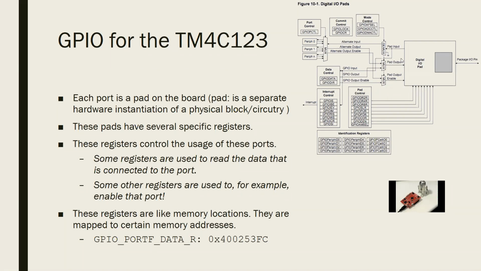Okay. So remember that each port is a separate hardware instantiation of a physical block circuitry. Instantiation is you've got something, you clone it. So there are clones of this pad. There are multiple pads. So don't make this mistake. I mean, this pad works for all I/O. No. For each port, port A, port B, port C, port D, port E, port F, 6 of them, we have separately 6 different digital pads circuitry inside our architecture.